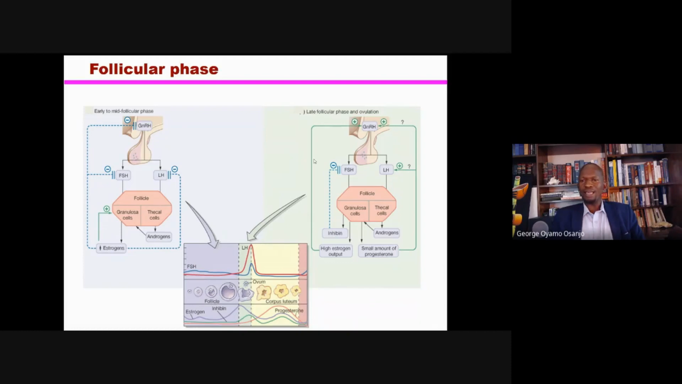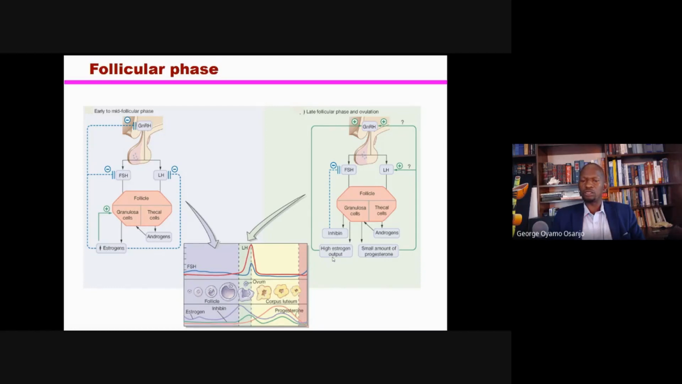However, towards the end, in the late follicular phase, one to two days before day 14, which is the day of ovulation, there's a high production of estrogen. And this high production of estrogen, instead of suppressing the production of gonadotropin releasing hormone, actually stimulates it. So you have a positive feedback effect. So prior to ovulation, unlike in the early follicular phase, in the late follicular phase you have regulation through a positive feedback mechanism.